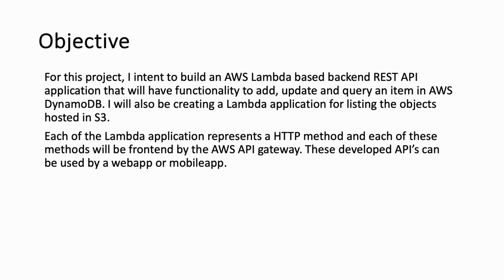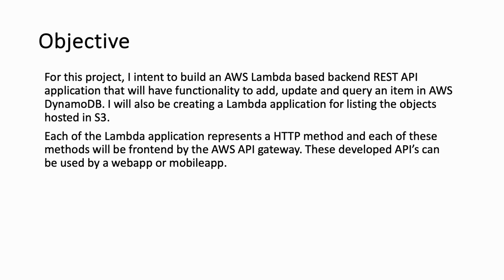The objective of this project is to design and implement a REST API backend application using AWS Lambda, AWS DynamoDB, and AWS S3. I would be using Python as my programming language and Boto3 as the SDK. I would implement 4 AWS Lambda functions, 3 for DynamoDB and 1 for S3.